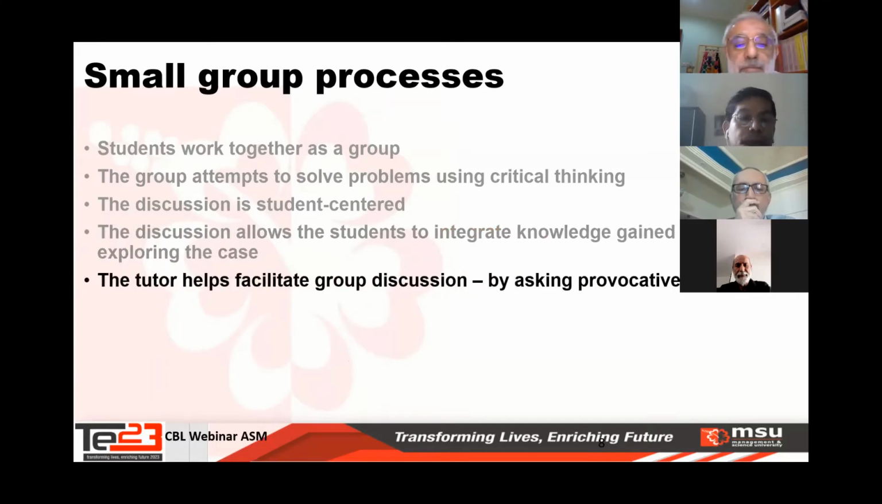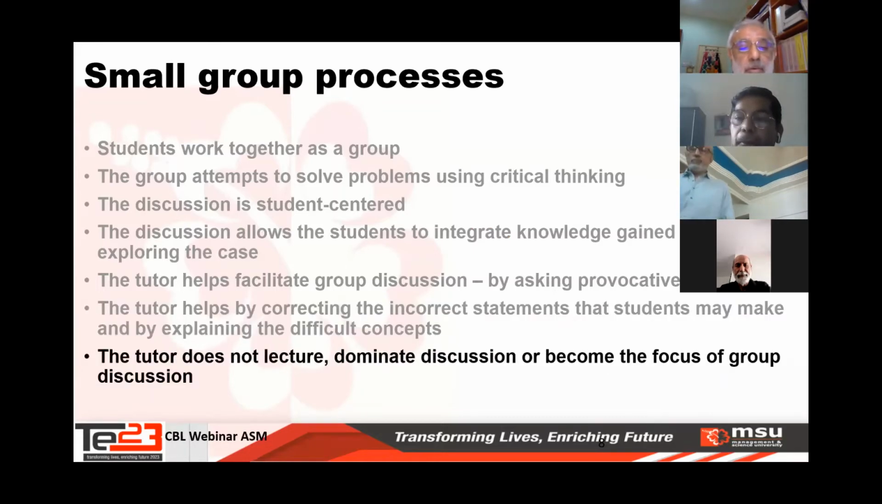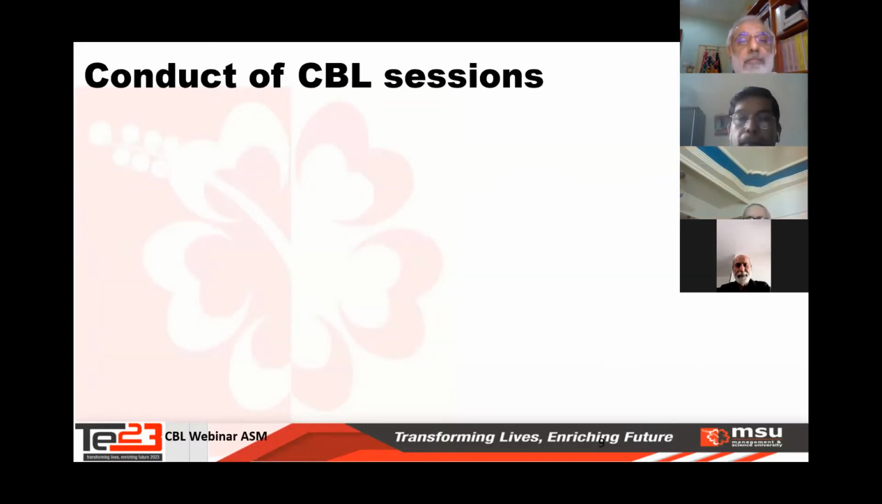And the tutor helps facilitate group discussion by asking provocative questions, and helps correct the incorrect statements. Again, this is a big difference between PBL and CBL, where the facilitator plays a role if some student is making an incorrect statement. The facilitator would correct that. The tutor does not give a lecture, does not dominate the discussion, and does not become the focus of discussion.